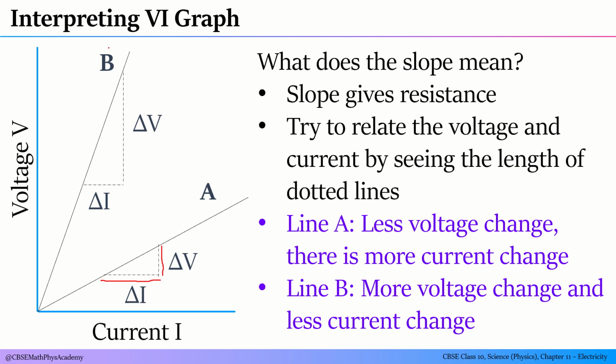Now, when you take line B, for such a big change in voltage, maybe 3 units or 4 units, the current increases by only 1 unit. More voltage change and less current change means B represents the circuit with high resistance.